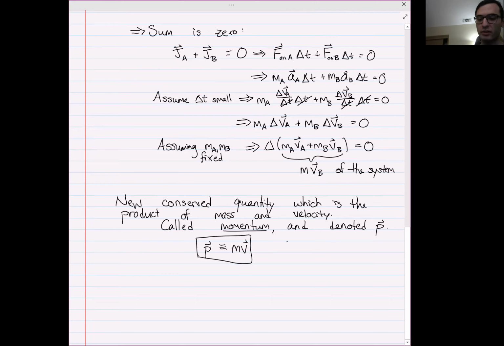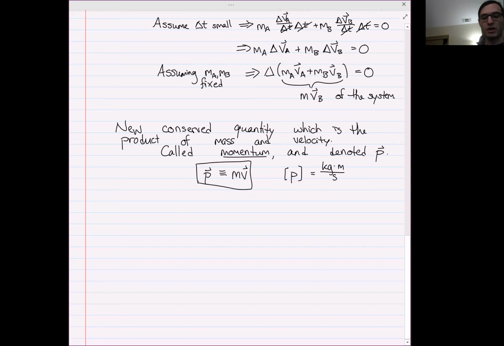And we can check the units of P. Again, P without the vector symbol over it just means it's the magnitude. The units of P are kilograms meters per second. So this thing, momentum, is conserved, at least in some situations, like in the case of the books sliding on top of each other. Now let's talk about momentum conservation in more detail.